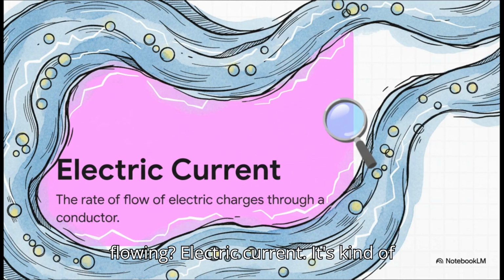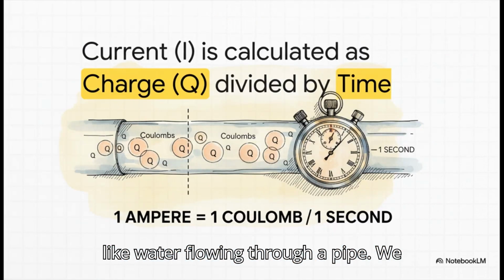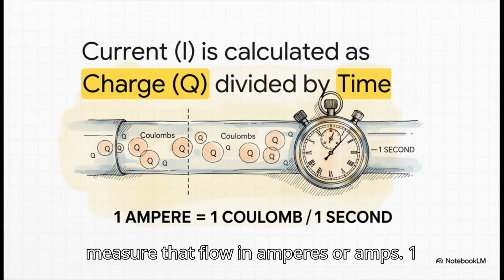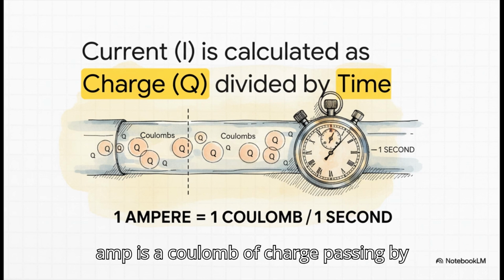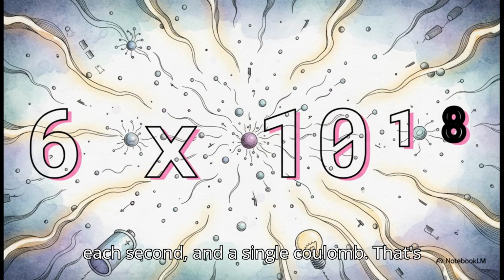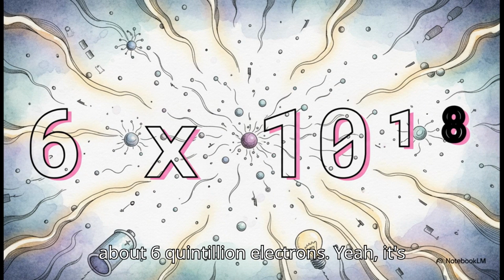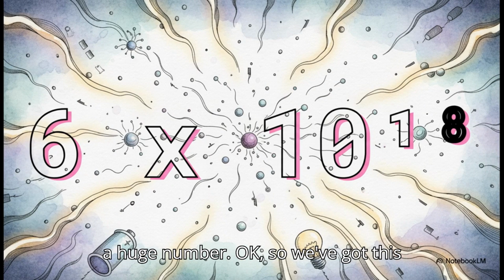It's kind of like water flowing through a pipe. We measure that flow in amperes, or amps. 1 amp is a coulomb of charge passing by each second. And a single coulomb? That's about 6 quintillion electrons. Yeah, it's a huge number.